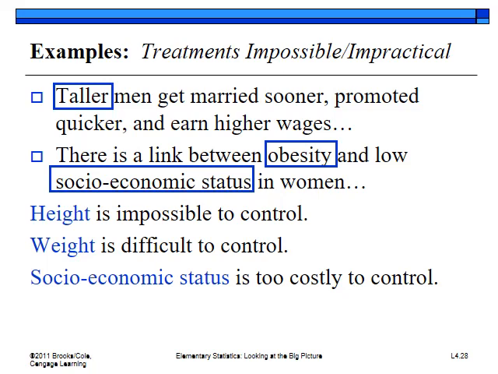Socioeconomic status is not something that can be controlled easily. The only way to do it is with a lot of money, by giving it away to change the socioeconomic status of a person.